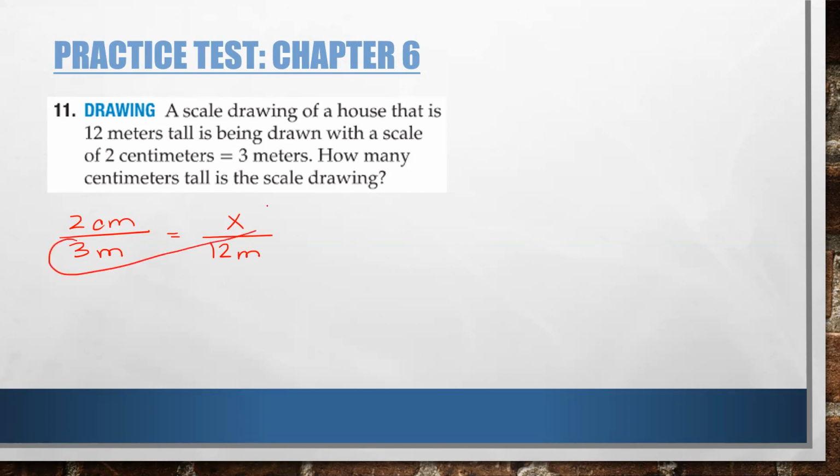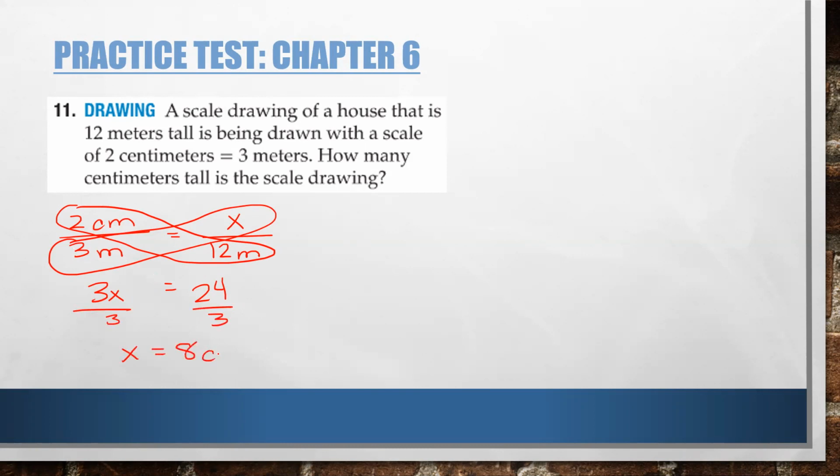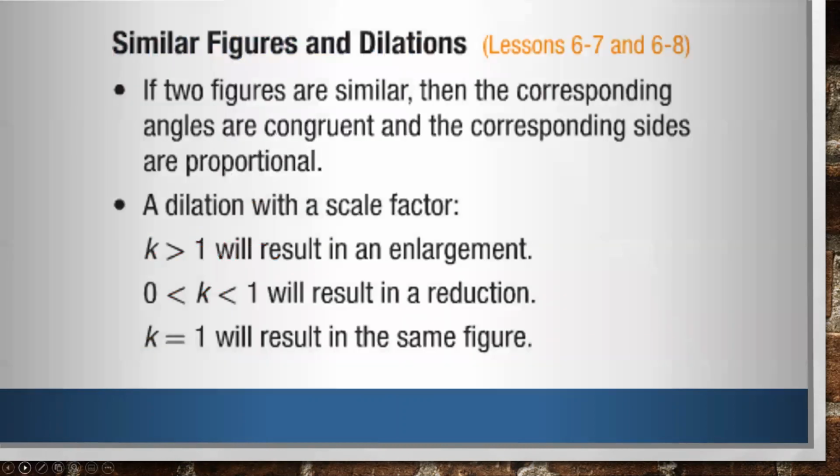So we're going to cross multiply. 3 times x is 3x. And then 2 times 12 is 24. We've got a one-step equation. Divide both sides by 3. So x is equal to 8. And this is centimeters. Okay. So on the drawing, the house is going to be 8 centimeters tall. Okay. In real life, the house is 12 meters tall. Okay. All right.